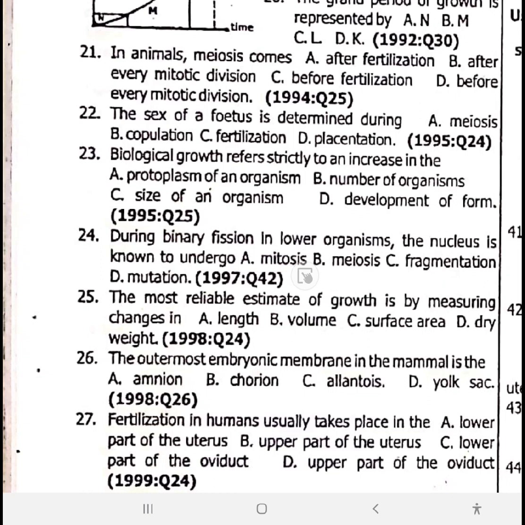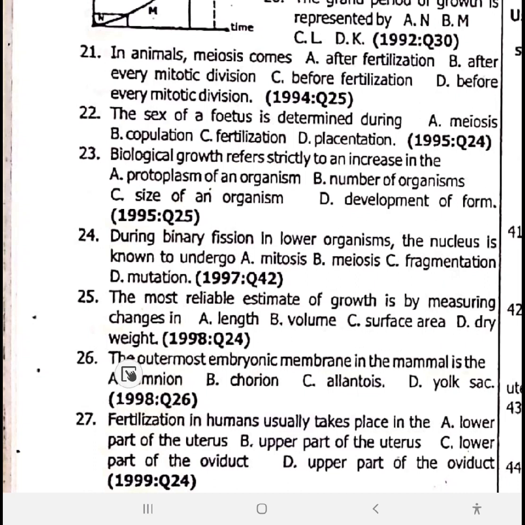While for higher animals, meiosis, if you are jotting down, meiosis is for gametogenesis. So meiosis has to do with reproduction for higher animals, but for lower animals, mitosis has to do with growth and also their own reproduction, if you get what I mean. So they say binary fission in lower organisms, the nucleus is known to undergo mitosis, not meiosis. Option A. 25: the most reliable estimate of growth is dry weight.